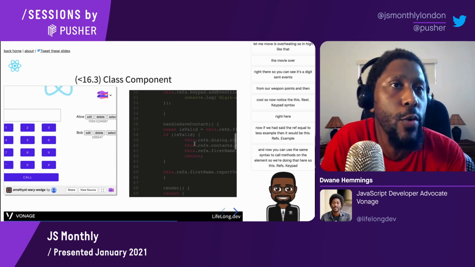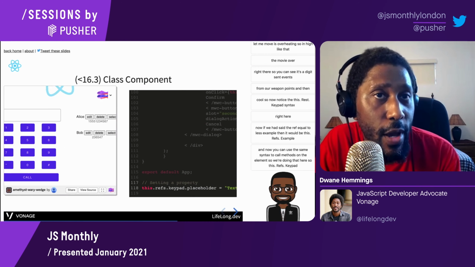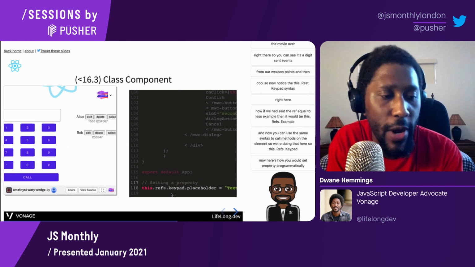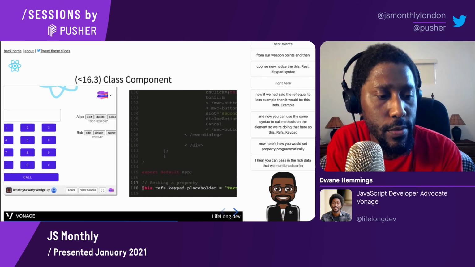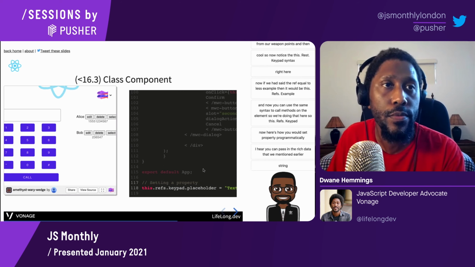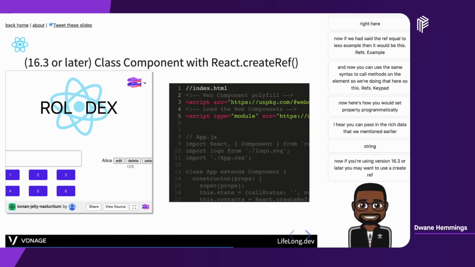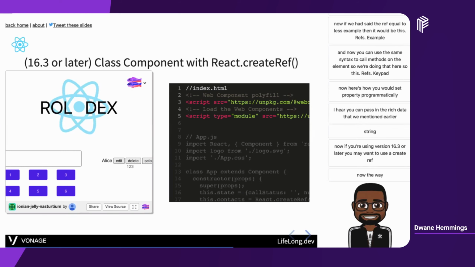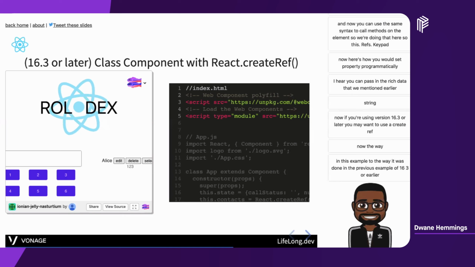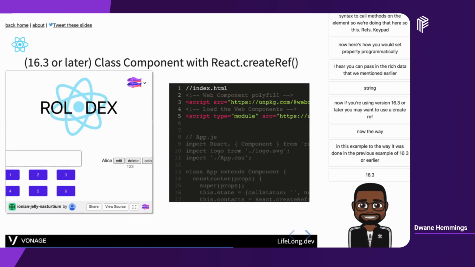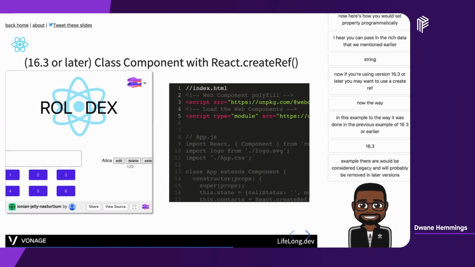Now, here is how you would set a property programmatically. Here you can pass in the rich data that we mentioned earlier, but right now we're just passing in the string. Now, if you're using version 16.3 or later, you may want to use createRef. The way it was done in the previous example, for versions earlier than 16.3, would be considered legacy and will probably be removed in later versions. So make sure before you start using web components which version you're using.